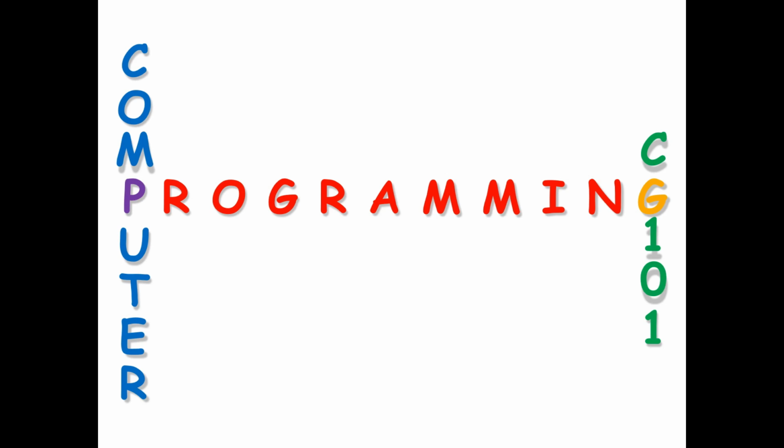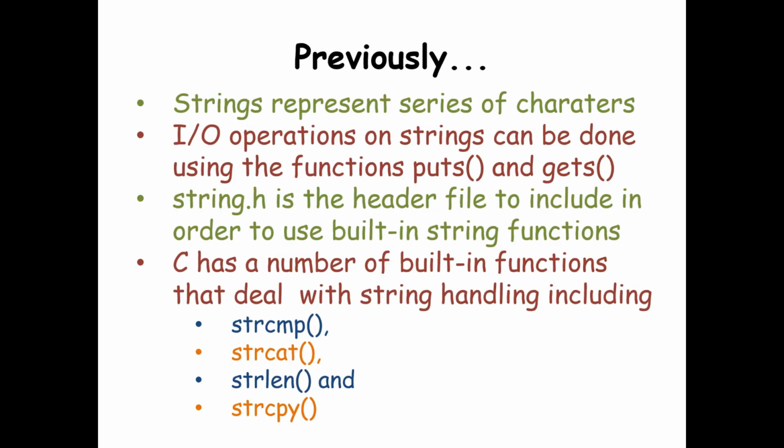Okay, welcome back to our lecture on computer programming for engineering applications. Previously, we explored the concept of strings in C programming, and remember that strings are essentially sequences of characters. When it comes to handling input and output operations with strings in C, we rely on two fundamental functions, which are puts and gets. These functions serve as our tools for managing input and output operations with a string.